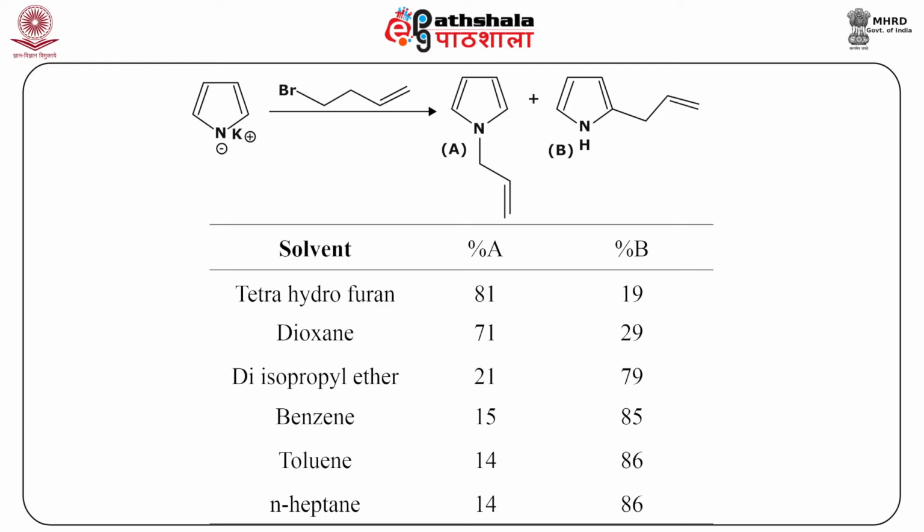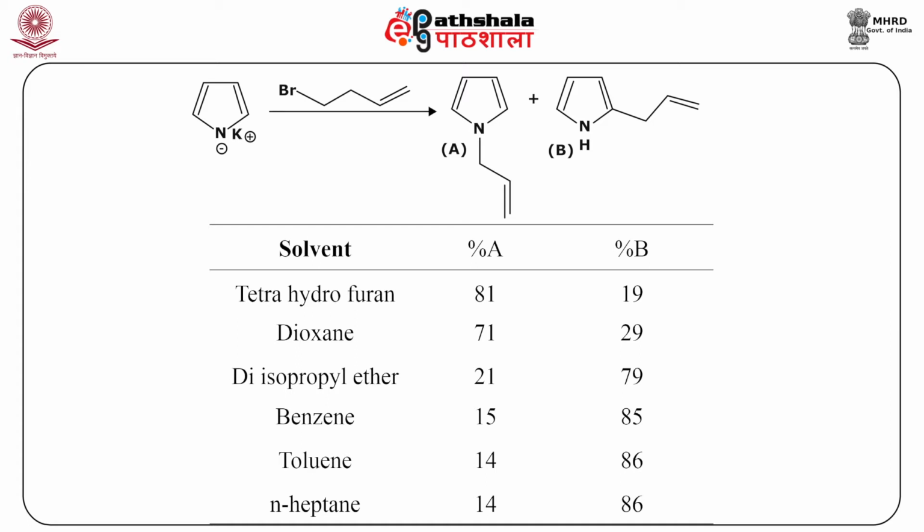Now you have the potassium cation of pyrrole, and you have this reaction here. Considering this reaction, if you have different solvents and the formation of products A and B, the first solvent is tetrahydrofuran. The ratio of A to B is 81:19, with dioxane it is 71:29. However, if you notice for diisopropyl ether, you have 21:79, that means 79% of B is forming. So, as you go to ether compared to furan, the percentage of B is increasing.